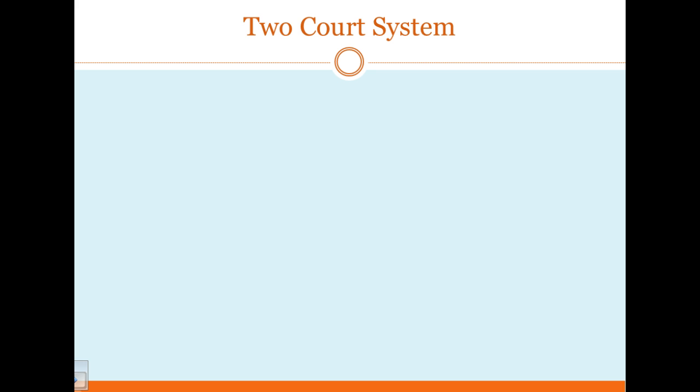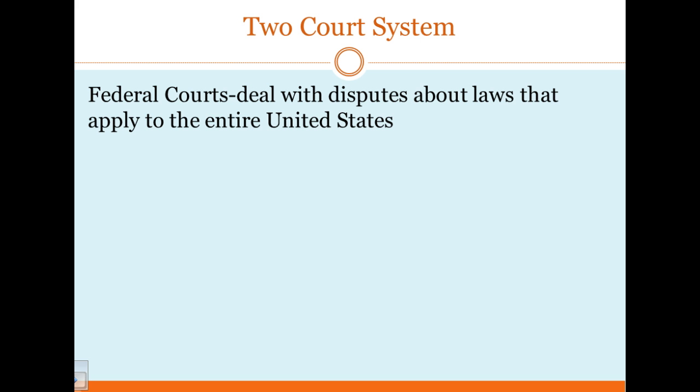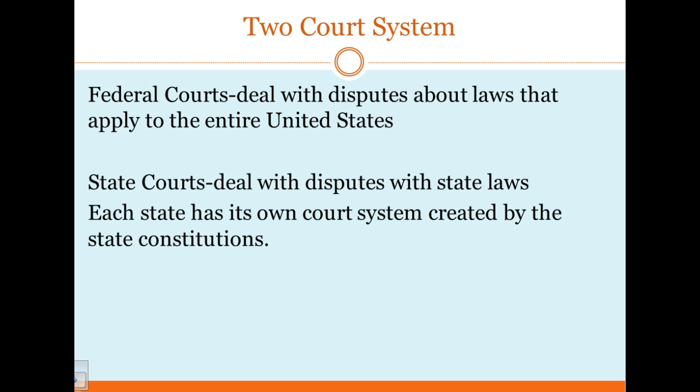Now, we do have a two-court system. So remember, we have federal and we have state. And so just like we have federal laws and state laws, we have a federal court system, and that deals with the disputes about laws that apply to the entire United States. And then we have state courts that deal with disputes with state laws. And each state has its own court system that's created by state constitutions.